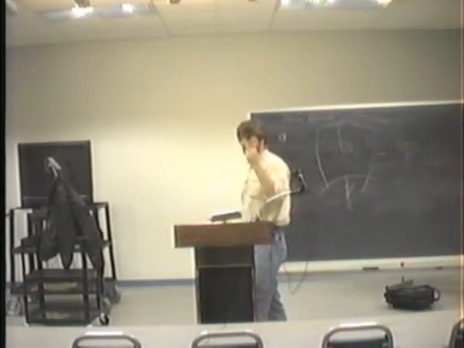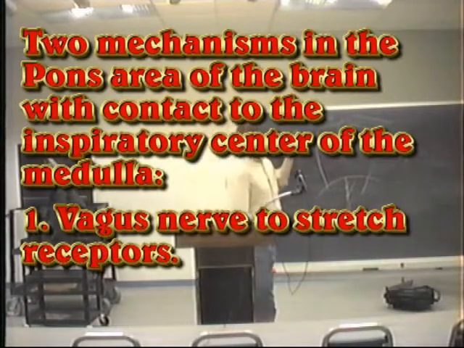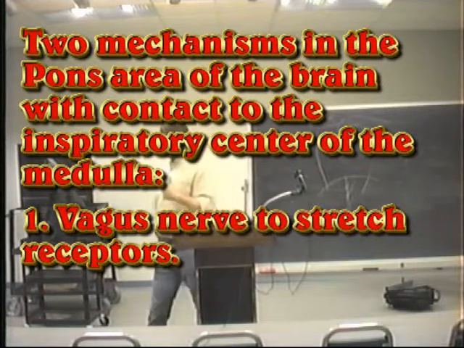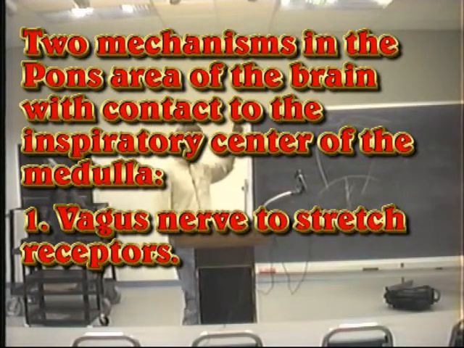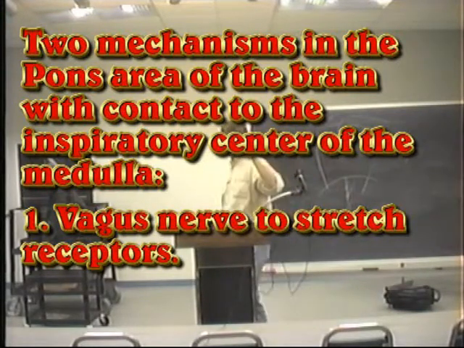Do I need to repeat that? Anybody got that? Vagus nerve to stretch receptors on the alveoli, and when they stretch to the point they need to, they send word to the inspiratory center to stop breathing. Or not stop breathing, but stop the impulse to inspire.